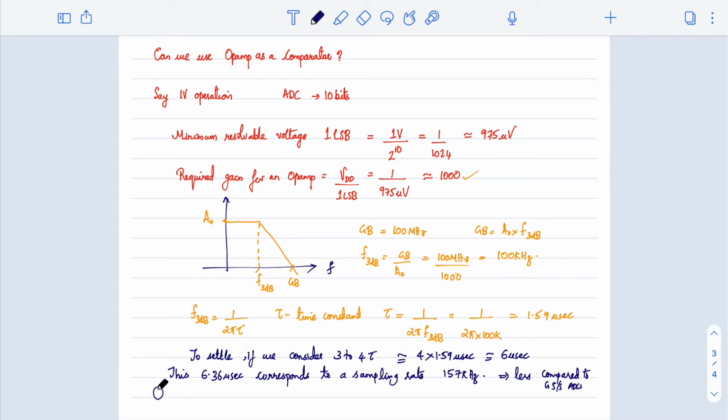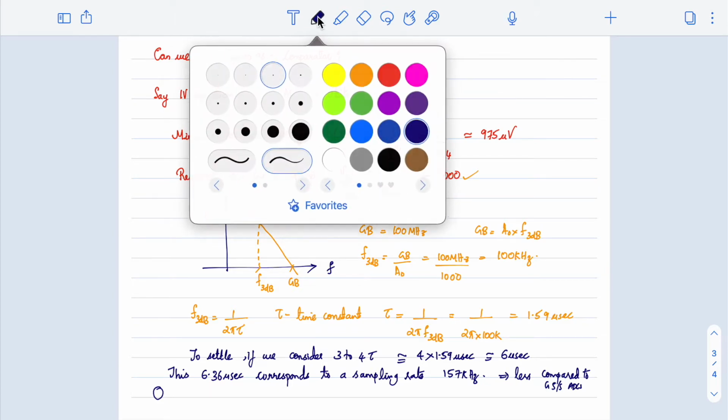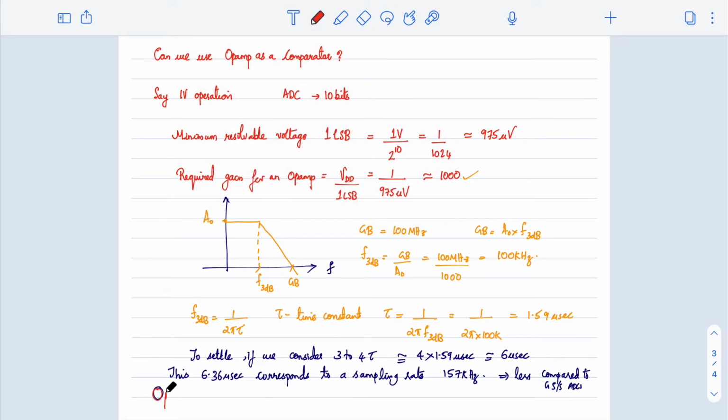All right. So I'm just on the concluding statement. What I'm writing is: op amps are therefore generally not preferred.